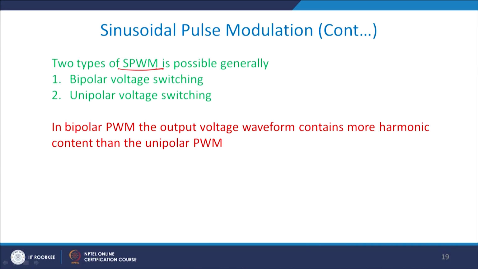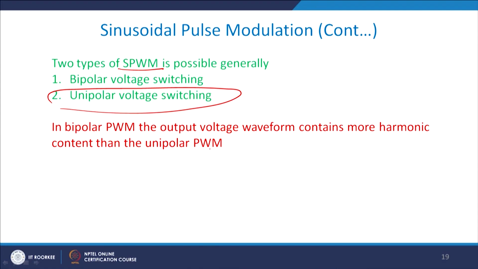There are two types of SPWM. One is bipolar, another is unipolar. Bipolar has more harmonics and more disadvantages, so due to time constraints we are going to discuss only the unipolar switching technique. The bipolar output voltage waveform contains more harmonics than the unipolar PWM. For this reason our discussion will consider only the unipolar PWM.